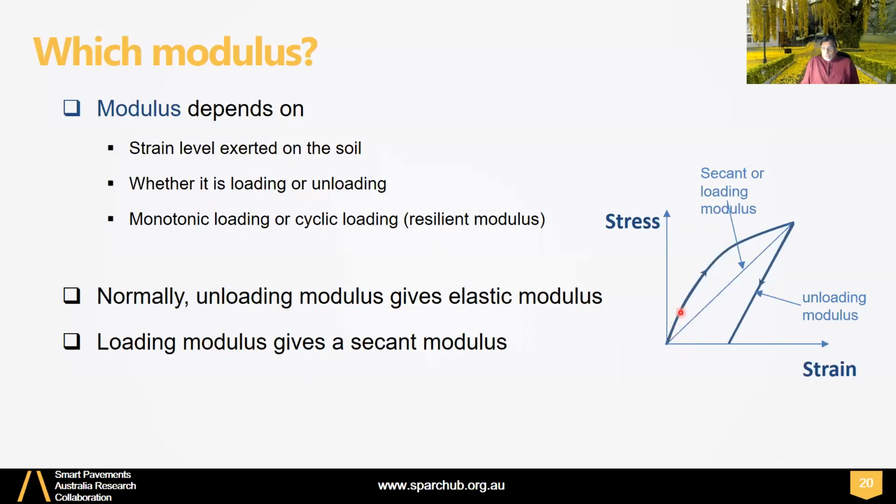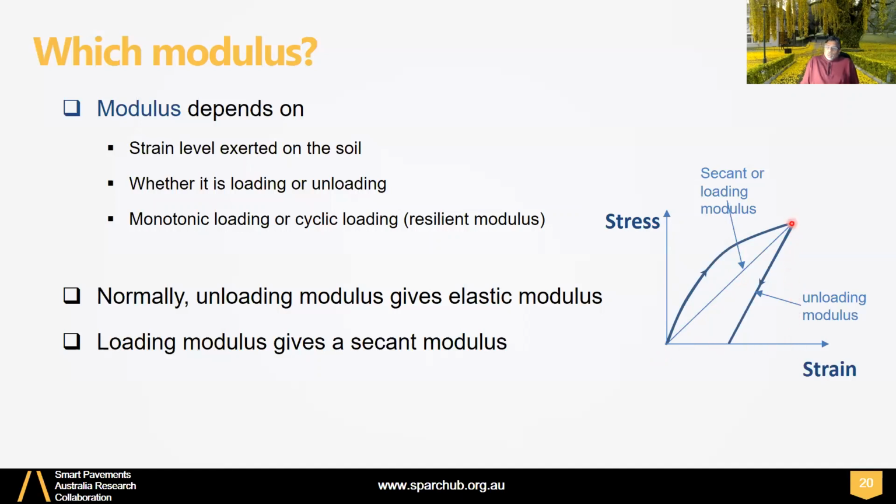When you start loading, the gradient gives you the modulus. Initial gradient is very high normally, and that's the initial modulus. Then when soil starts to yield and become nonlinear, your modulus drops. So that's the modulus now, and it's normally referred to as secant modulus or loading modulus. And that will be this stress level divided by this strain level, right?